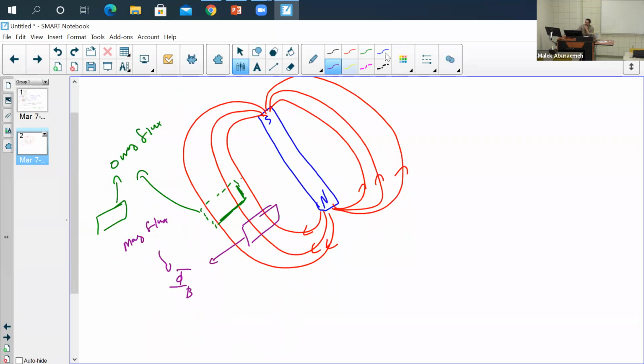Now, your magnetic flux is going to equal your magnetic field multiplied by the area times cosine theta.